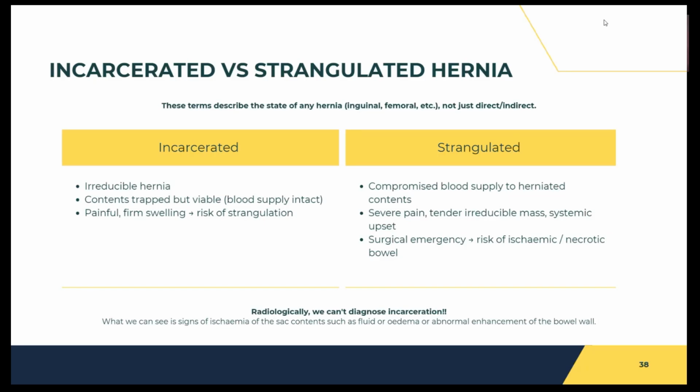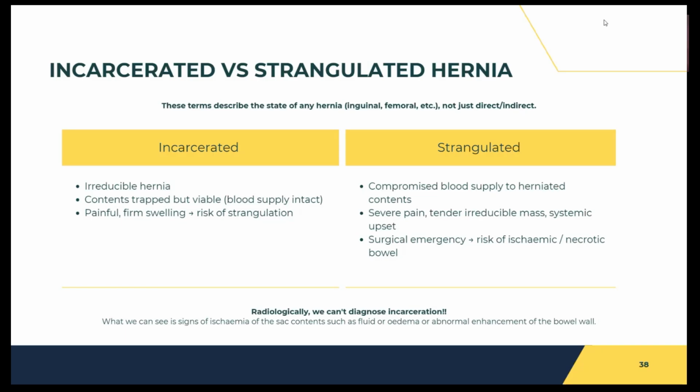Whereas for a strangulated hernia, these herniated contents have compromised blood supply due to constriction at the neck. So they could have features of severe constant pain at the site of the hernia. The mass would be very tender and would not be able to be pushed back in. The overlying skin may be red, warm, or discolored. There will be signs of bowel obstruction, for example, vomiting, distension, and absence of stool or flatus. And they may even show signs of systemic upset, for example, tachycardia, fever, and hypertension.